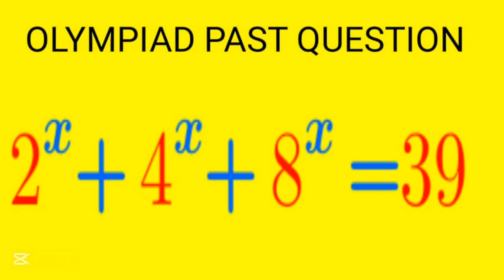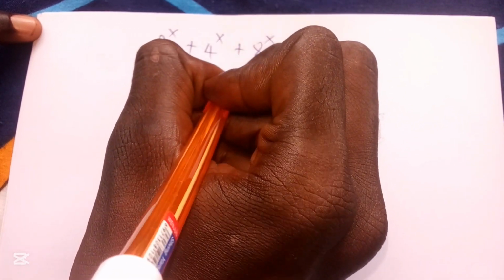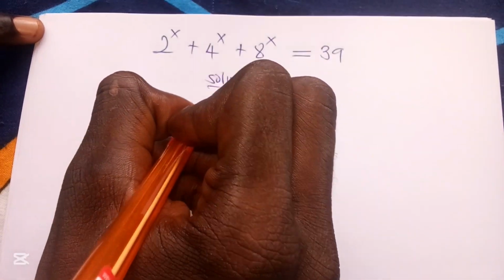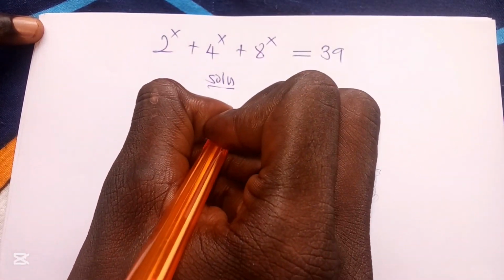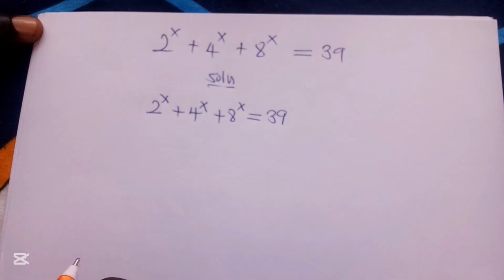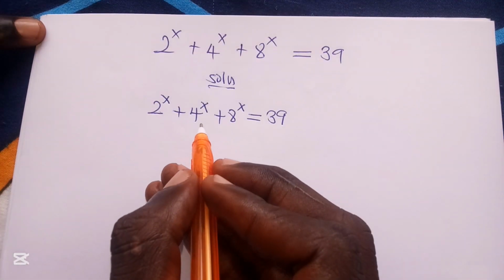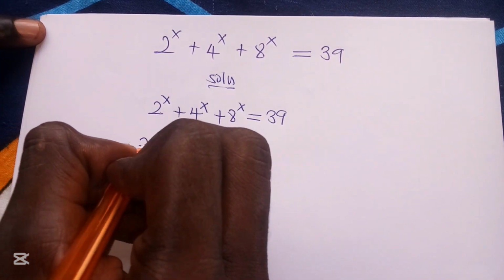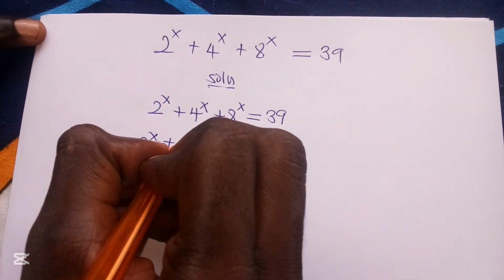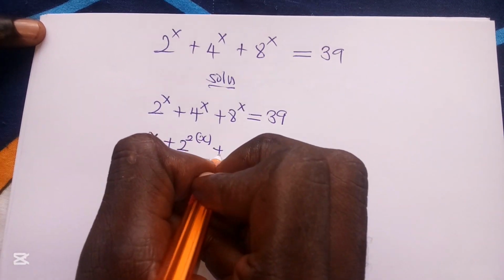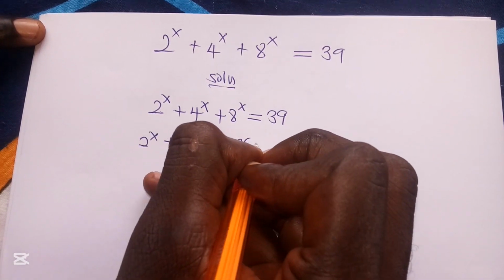Now to start with, solution. Since we are given 2 raised to the power x plus 4 raised to the power x plus 8 raised to the power x equals 39, the first step is to express 4 and 8 in index form. This is 2 raised to the power x, plus 2 raised to the power 2x, plus 2 raised to the power 3x.